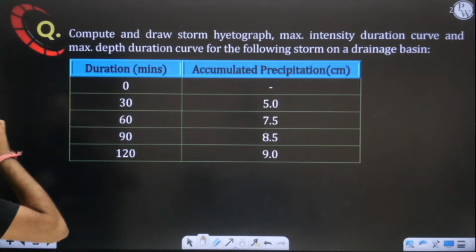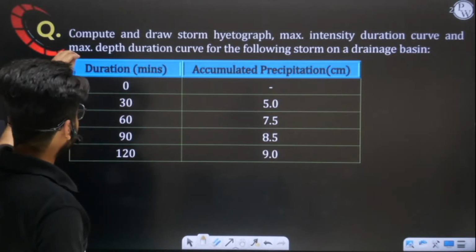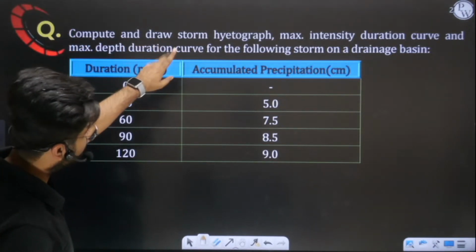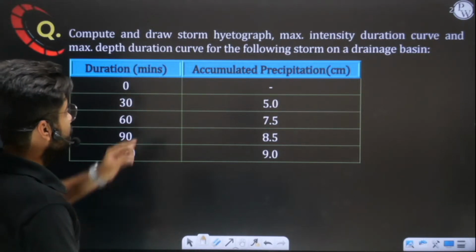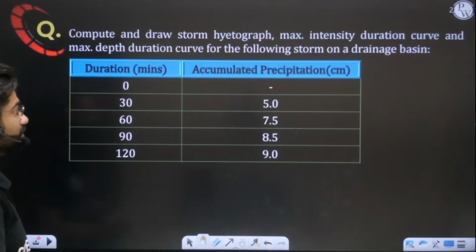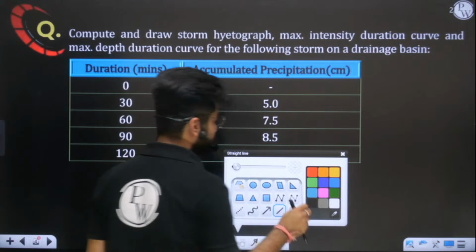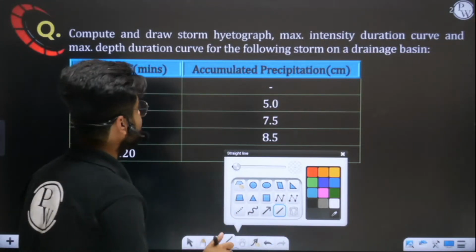See, in this question, let us read out the question. What they are saying: compute and draw storm hydrograph, maximum intensity duration curve and maximum depth duration curve. 3 things they have asked. They are asking 3 things from us. In this question, they are saying to draw three things.